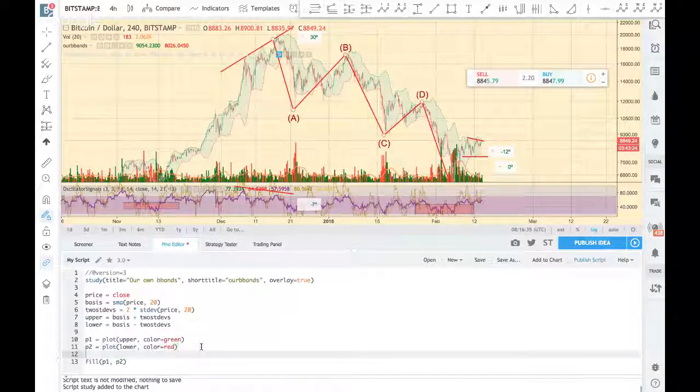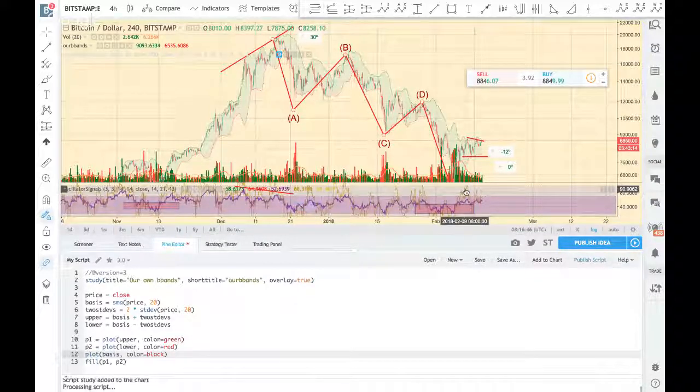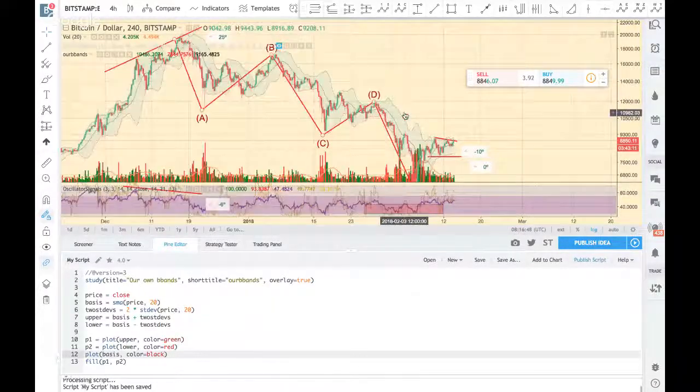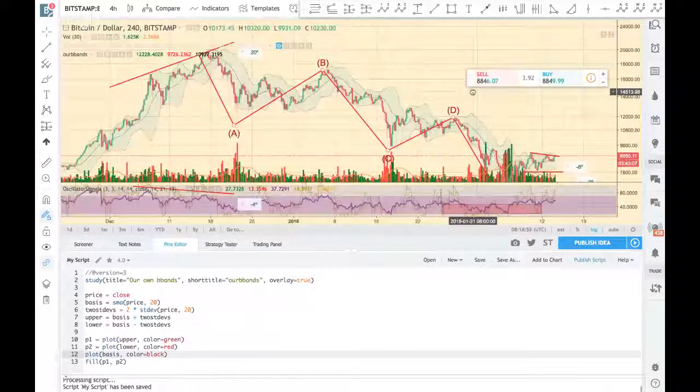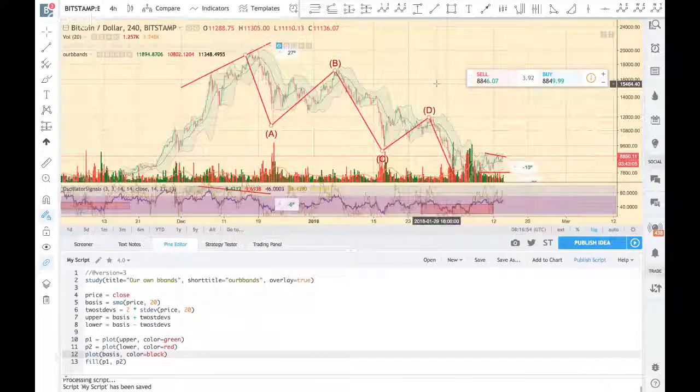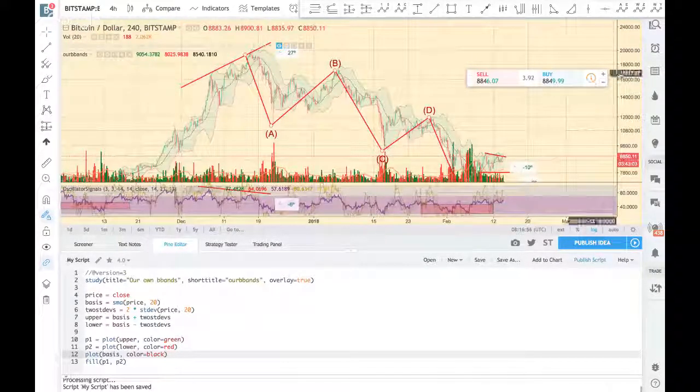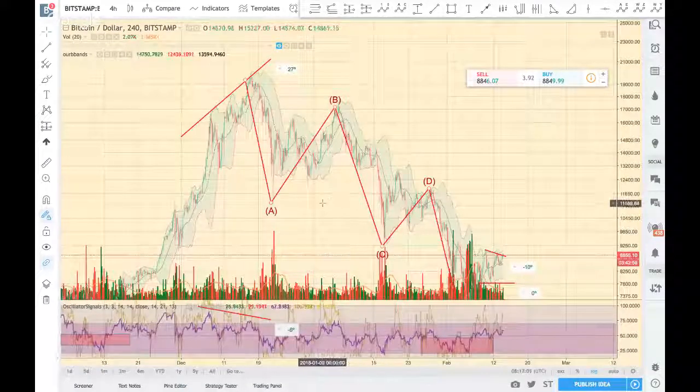So let's quickly add the basis line. All right, so the basis line is in black here. As you can see, it's the one in the middle. So the whole point of using Bollinger Bands is to see how volatile price action is. I'm gonna hide this because we don't need it anymore.